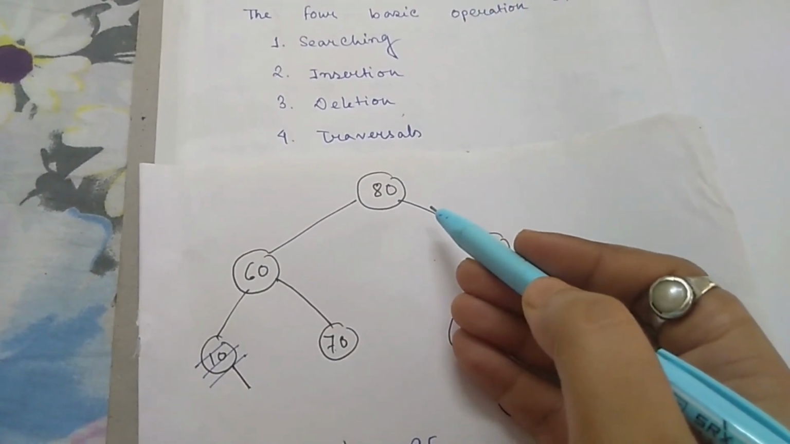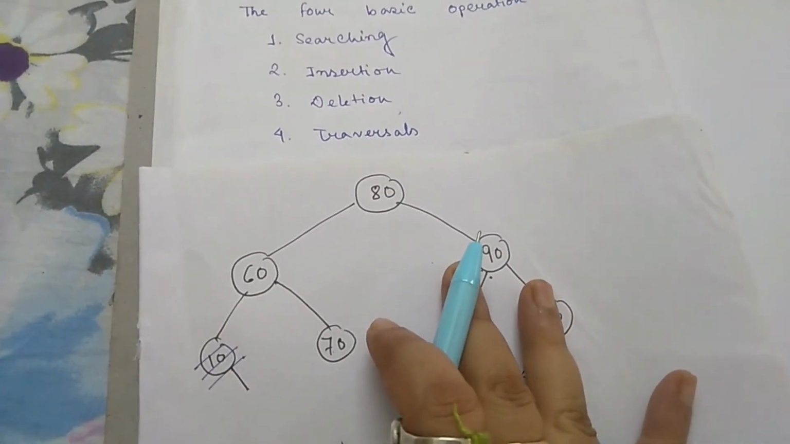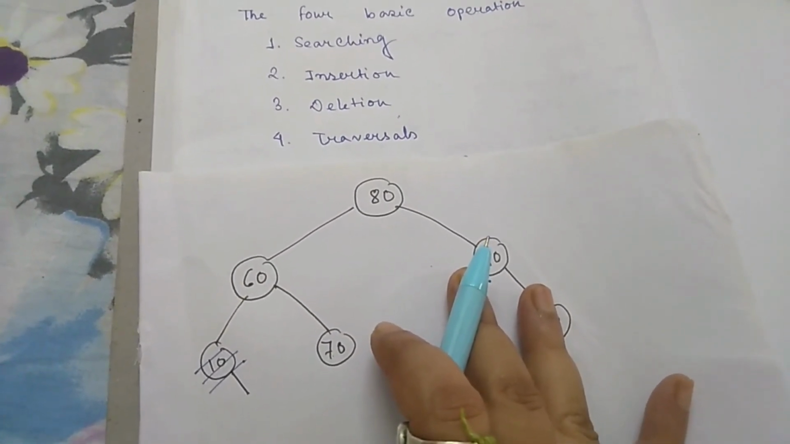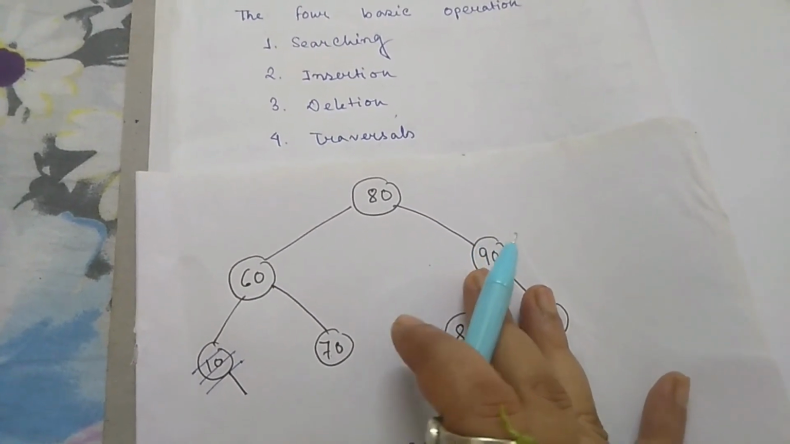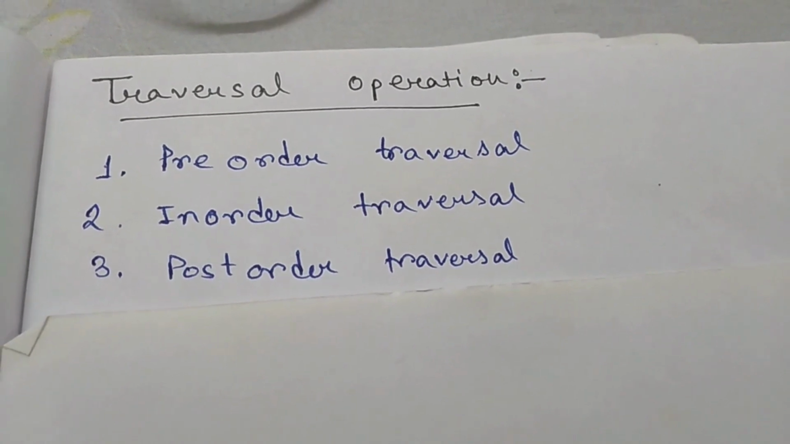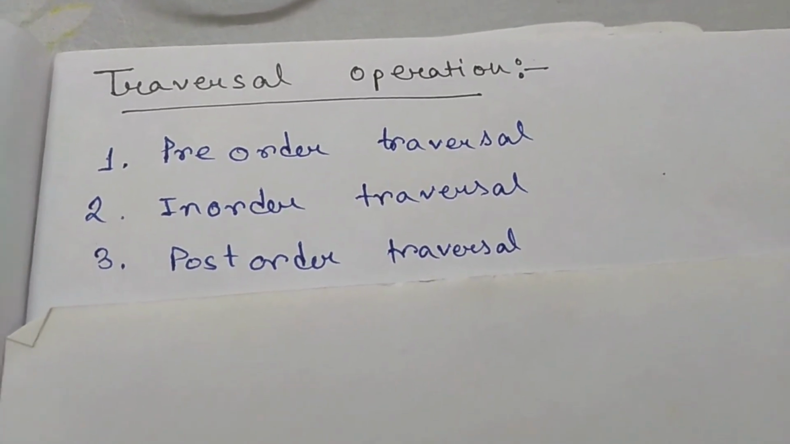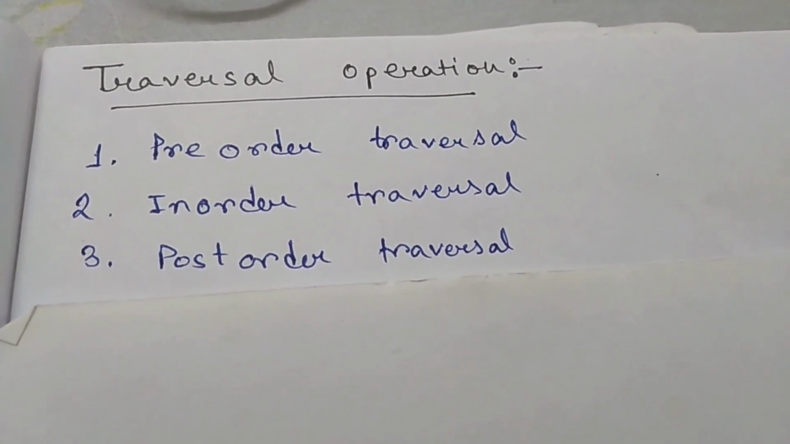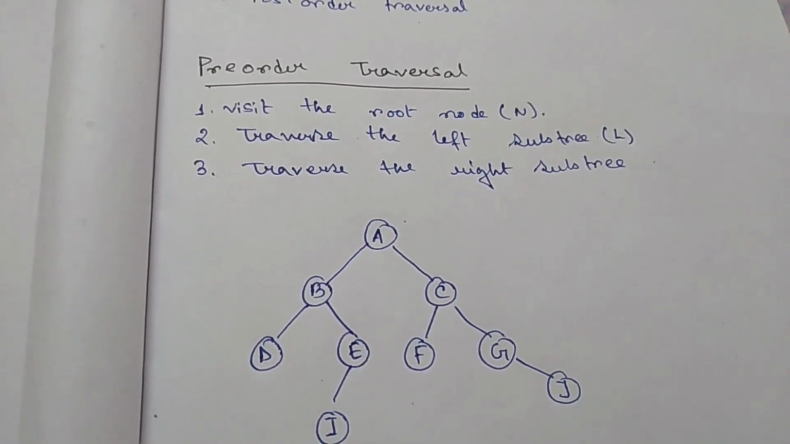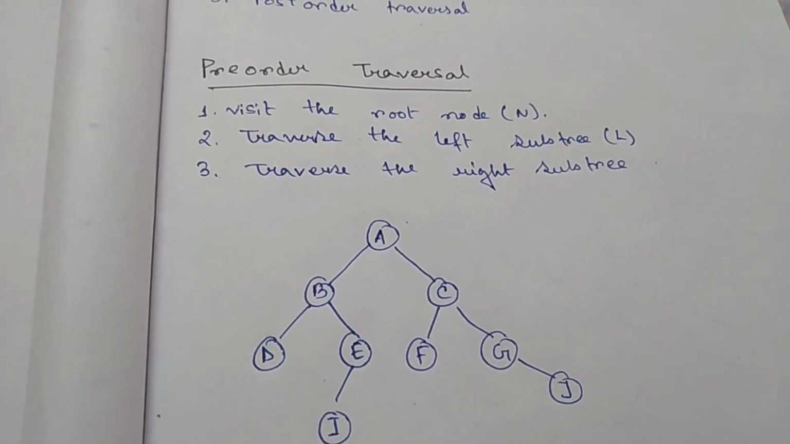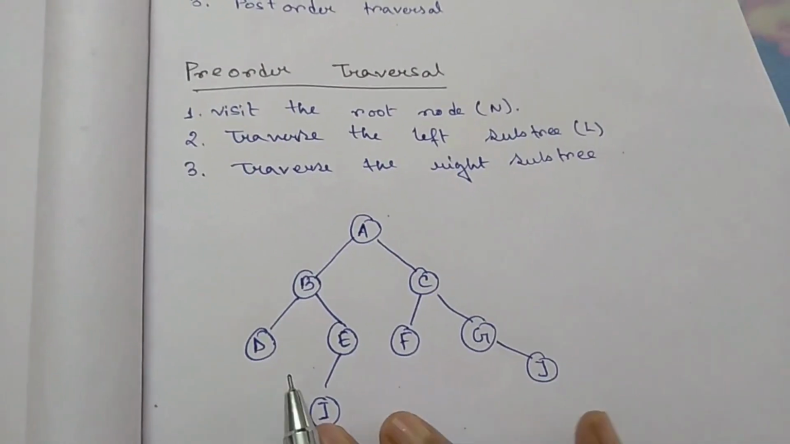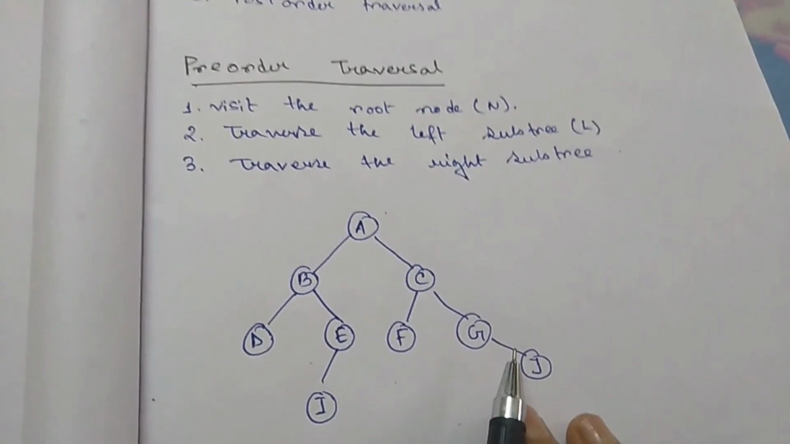Now when we consider the traversal operation, we perform another 3 operations under the traversal operation. The operations are pre-order traversal, in-order traversal, and post-order traversal. Pre-order traversal is defined as: at first we have to visit the root node, then we move to the left subtree, after that the right subtree.